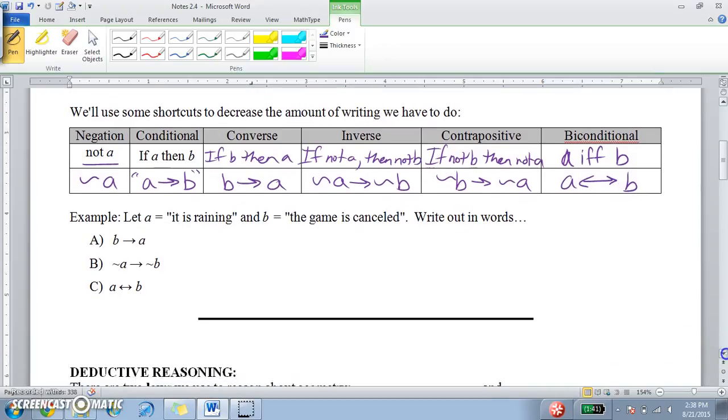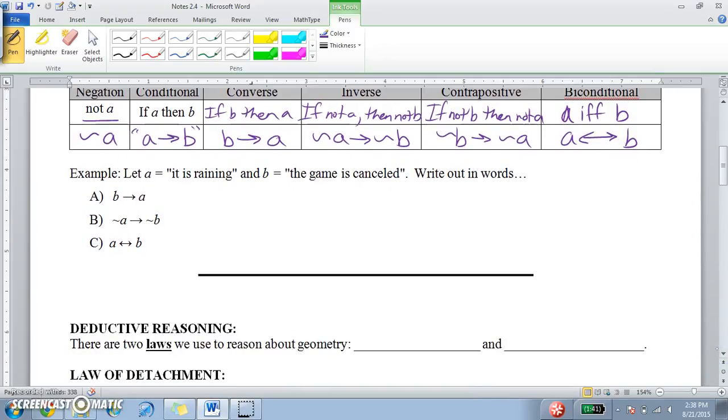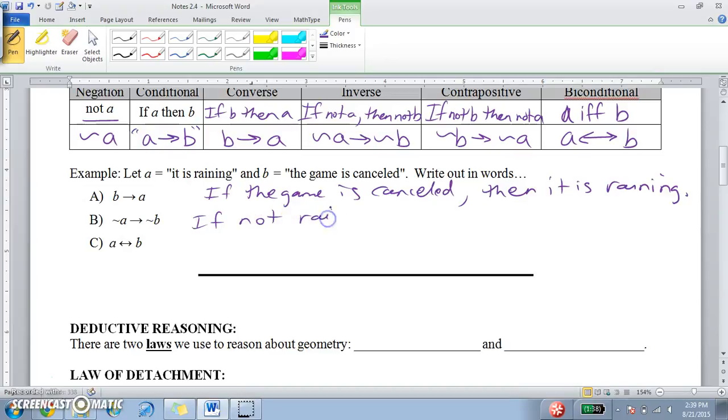That's what that symbolizes. So an example: let A be the event it is raining, and let B be the event the game is canceled. Write these out in words using the symbols we just talked about. B, arrow A would mean if B, then A. Well, B is the game is canceled, so if the game is canceled, then A, it is raining. Second one, if not A, then not B. So if it's not raining, then the game is not going to be canceled.